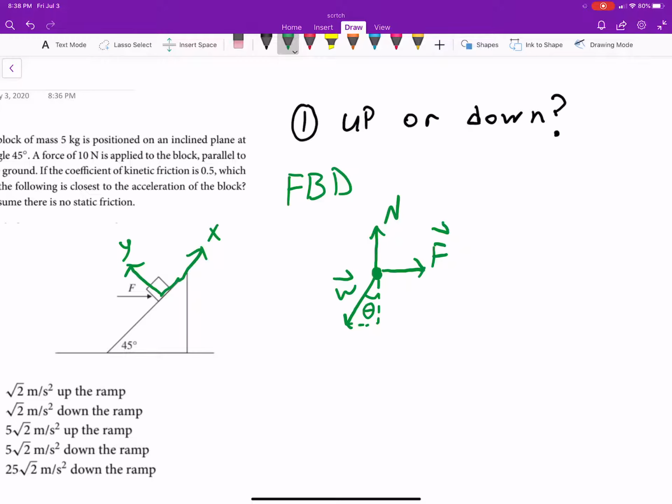The question is, which way? And that's going to be important because if it's moving up the ramp, you're going to have friction pointing this way. And if it's moving down the ramp, you're going to have friction pointing this way, just by nature of it opposing the direction of motion. So we have this incomplete free body diagram.